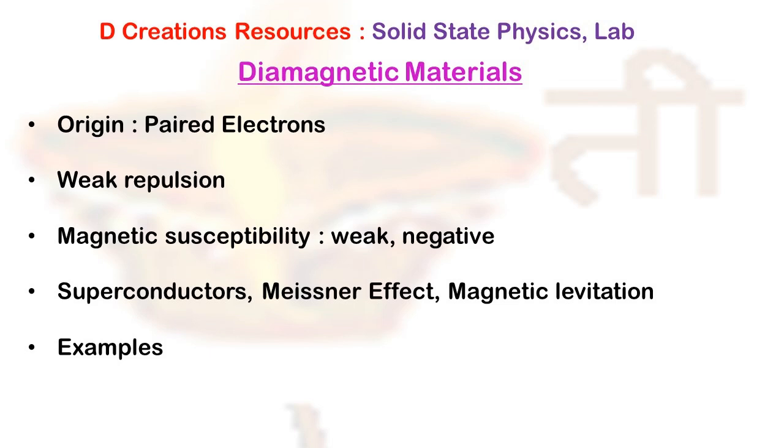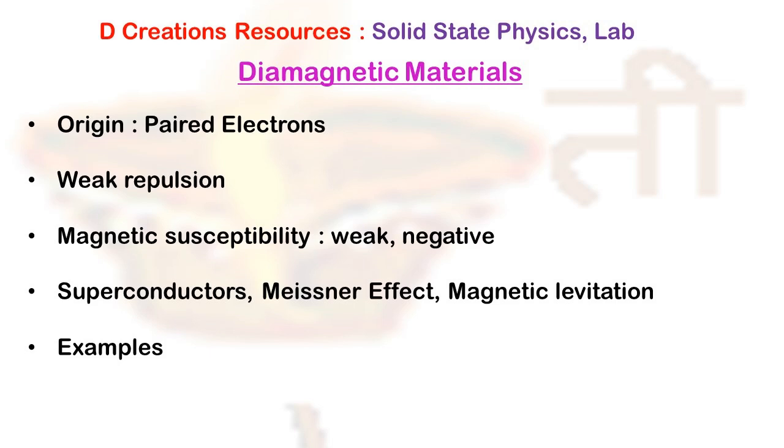In terms of the magnetic susceptibility, diamagnetic materials have a very weak and negative susceptibility. So, when a diamagnetic material is placed in an external magnetic field, it gets weakly magnetized in the direction opposite to that of the external field. The magnetic susceptibility of these materials is independent of temperature. The relative permeability of diamagnetic materials is slightly less than unity.